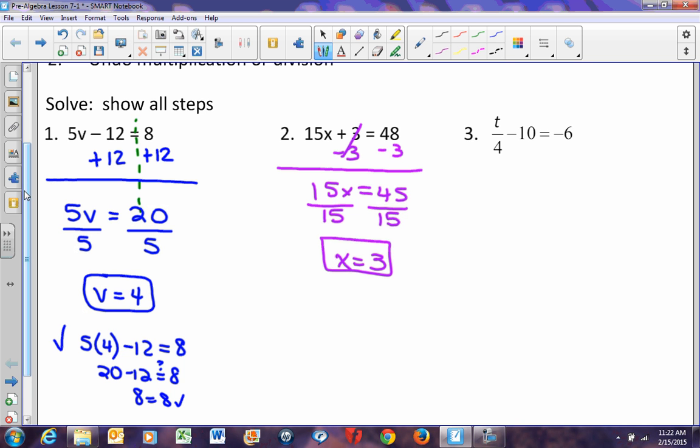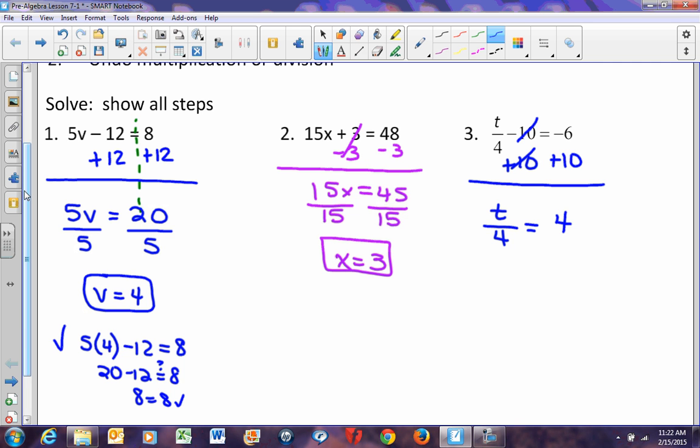Problem number 3, we have t divided by 4 minus 10 equals negative 6. So the t has been divided by 4 and 10 has also been subtracted from it, so we must undo both of those processes. So the first thing we're going to do is add 10 to both sides of the equation. Pay attention to your negative signs, as they can get really, really ugly if you forget things. Negative 10 and positive 10 canceling out leave us t divided by 4. And that's going to equal negative 6 plus 10, which is positive 4.